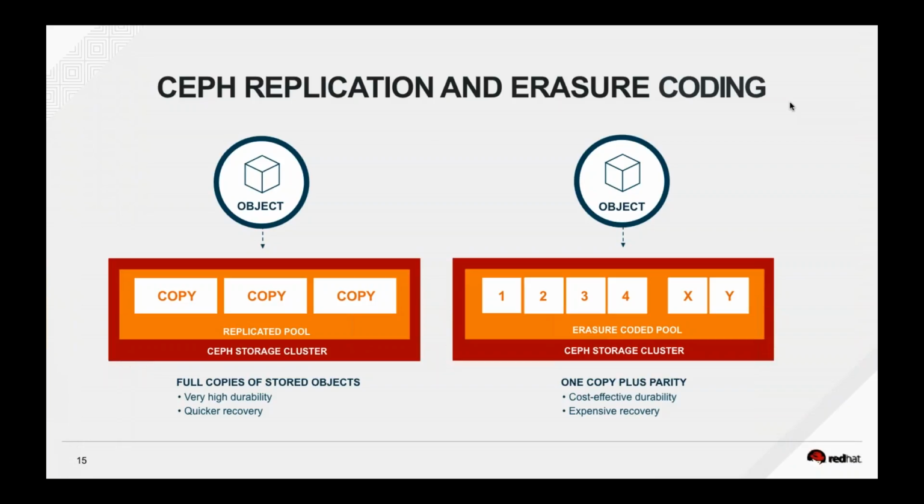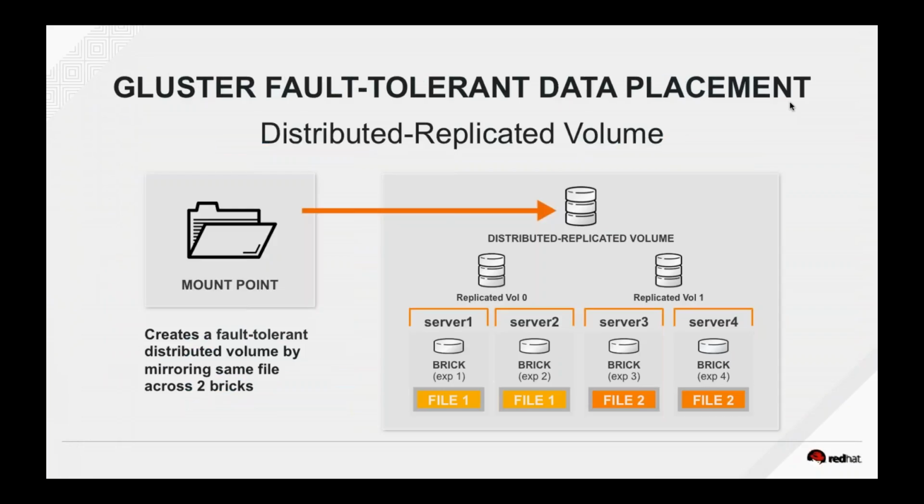Gluster has fault-tolerant data placement, like we saw in Ceph. We have replica as well as erasure coding. Here also, this is a replica functionality. So it's a distributed replicated volume. The data gets spread across 2 bricks which are on 2 different servers.